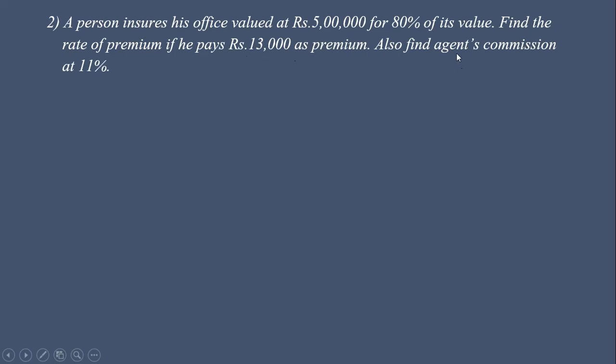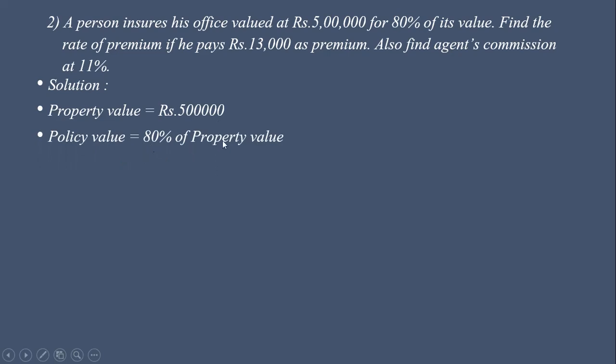And one more thing we want to find, it is agent's commission at 11%. Now we know that agent's commission is calculated on amount of premium. It is at 11%. So we calculate 11% of 13,000. It is agent's commission. So property value is rupees 5 lakh. Policy value is 80% of property value. So 80 upon 100 into 5 lakh. It is equal to 80. Cancelling these two zeros, 80 into 5,000, we get 4 lakh.